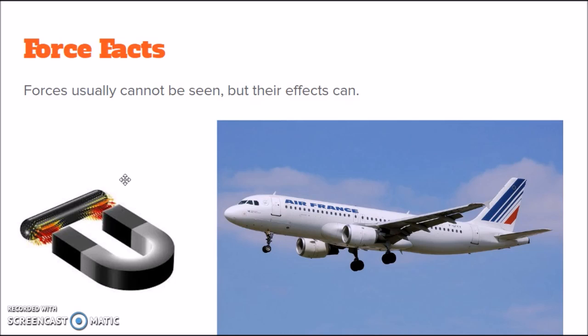Another fact about forces is that they usually cannot be seen, but their effects can be seen. Like this magnet. You can't see the magnetic force pulling on an object, but you certainly can see it when an object is attracted to a magnet. In this airplane, you can't see the forces pushing up on the wings, but it certainly makes the plane fly and keeps it in the air. So you can't see them, but you can see their effects.